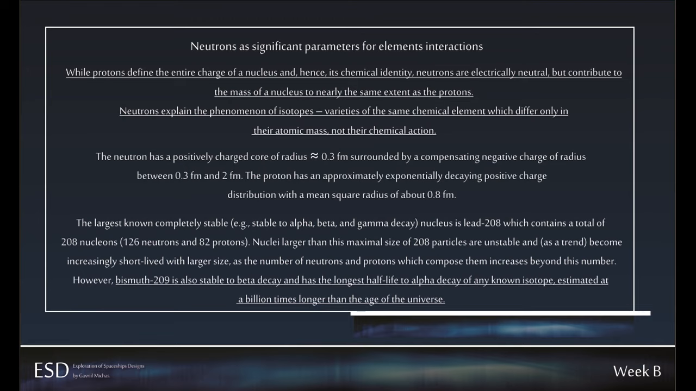Neutrons explain the phenomenon of isotopes. Varieties of the same chemical element differ only in their atomic mass, not their chemical action.